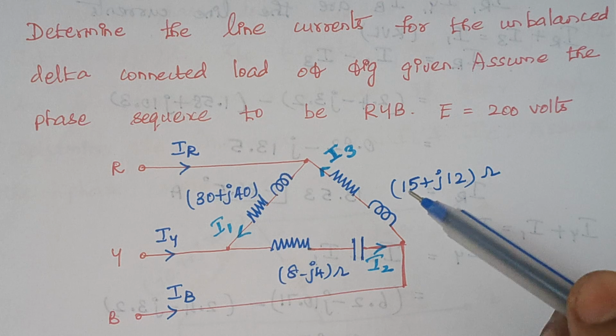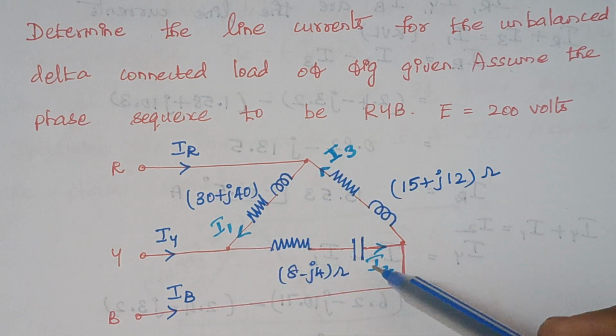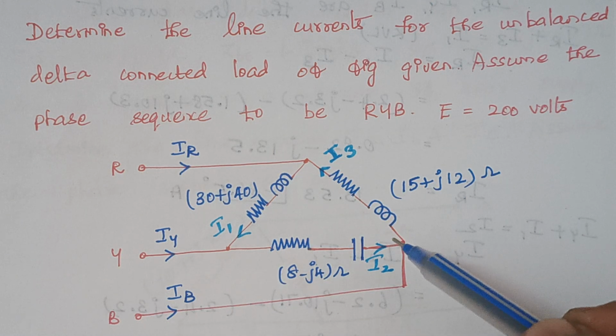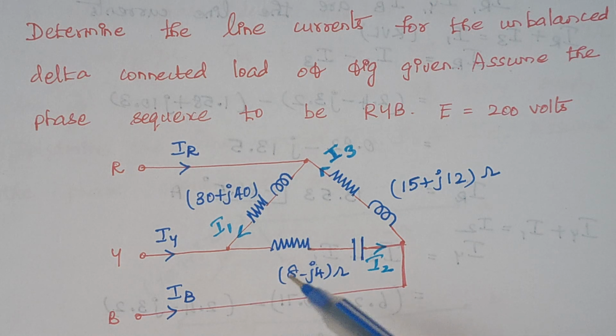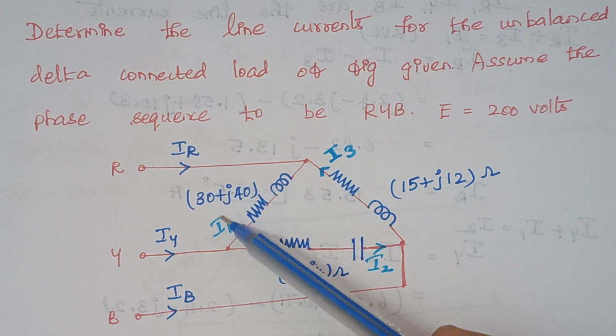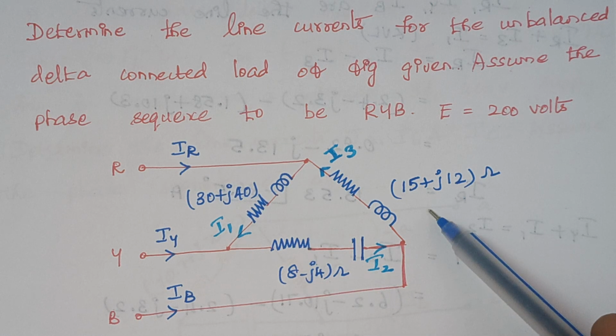A balanced delta connected load is one whose impedance value in all the three branches is the same, right? Whereas an unbalanced load is one where the impedance values are totally different from each other. For example, you see for this branch the impedance is 30 plus j40, whereas here it is 8 minus j4 and here it is 15 plus j12, right?